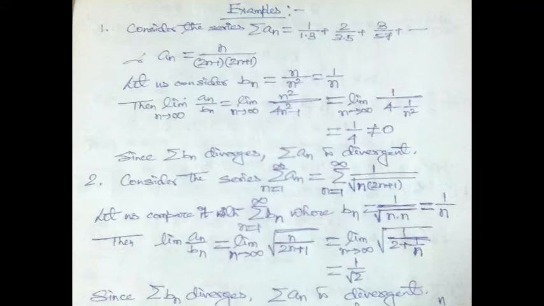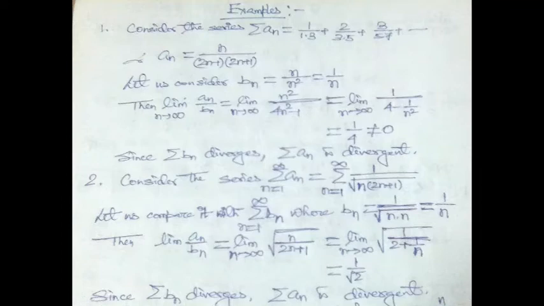Sorry, here the series summation 1 by n, that is summation b_n, is a divergent series, not convergent. So the given series summation u_n must be divergent, it can't converge. Now go to the next example.